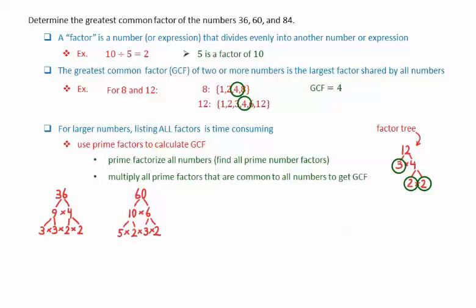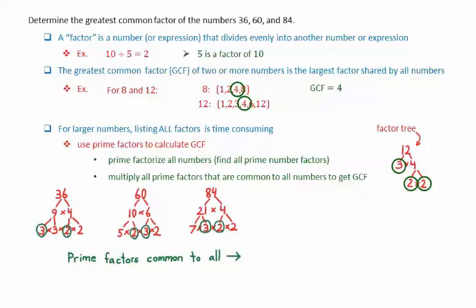For 84, we can write it as 21 times 4. The 21 can be written as 7 times 3, and the 4 as 2 times 2. We have now prime factorized all of the numbers. We have to check which ones are common to all. Note that they all have one 3, and they all have two 2's. Our greatest common factor is then 3 times 2 times 2, which is 12.